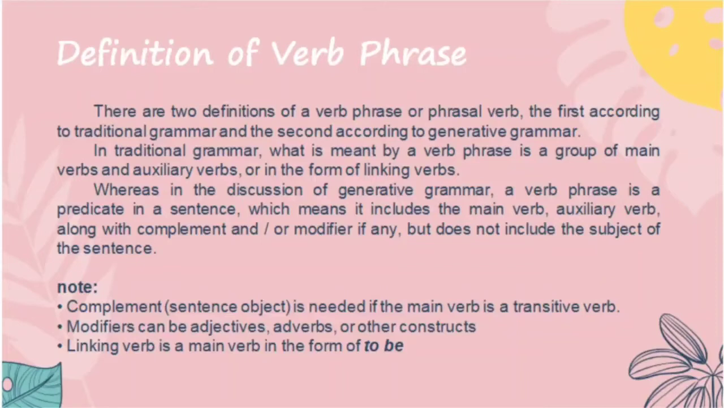And according to generative grammar, a verb phrase is a predicate in a sentence, which means it includes the main verb, auxiliary verb along with complement and/or modifier if any, but does not include the subject of the sentence. For note, a complement or sentence object is needed if the main verb is a transitive verb. The next is that a modifier can be an adjective, adverb, or other construction. And the last, a linking verb is a main verb in the form of to be.